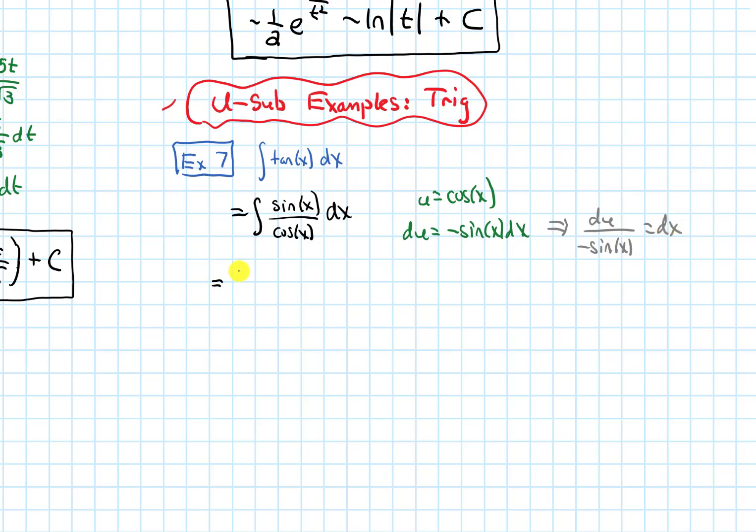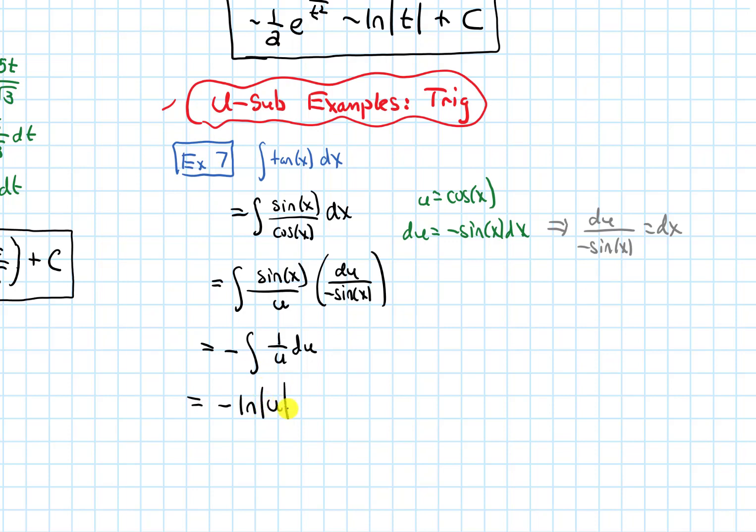So now if we plug in, we get the integral of sine x over the denominator's u, and then dx is du over negative sine x. Okay, so the signs cancel and we'll end up with a negative integral of 1 over u du. And this antiderivative, we know this is going to be negative ln absolute value of u plus c. Okay, and then I have to plug back in for what u was. So I'll get negative ln absolute value of cosine x plus c. And that's my antiderivative of tangent x.